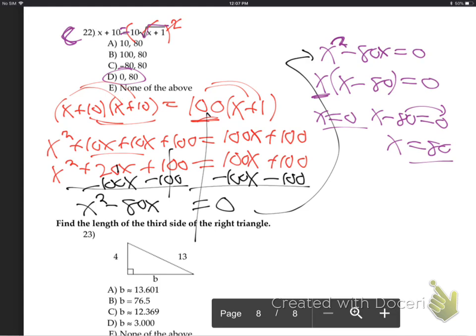23 is Pythagorean. You don't need me to do that, right? a squared plus b squared is c squared, dot, dot, dot. Let's take the test.